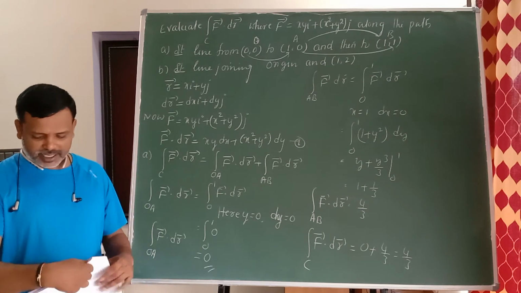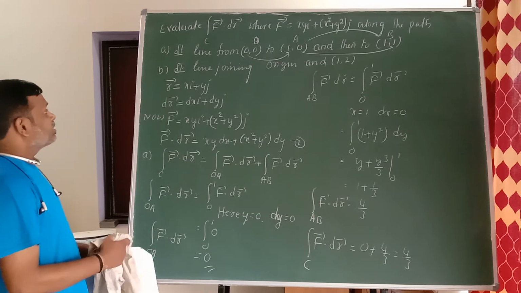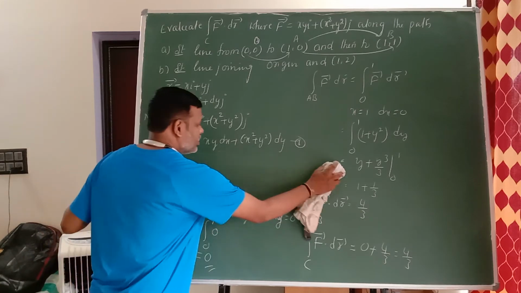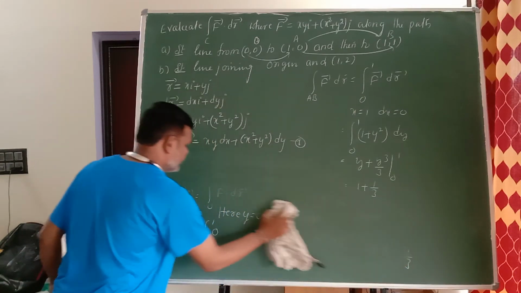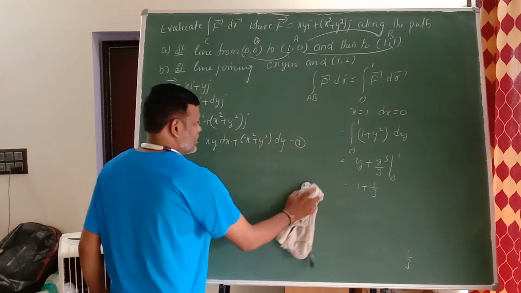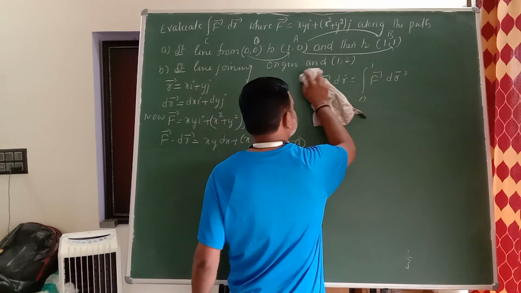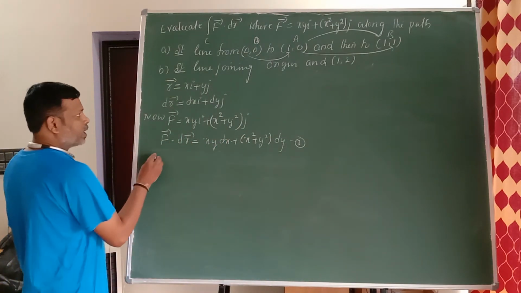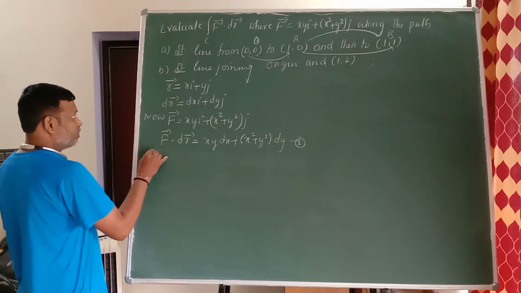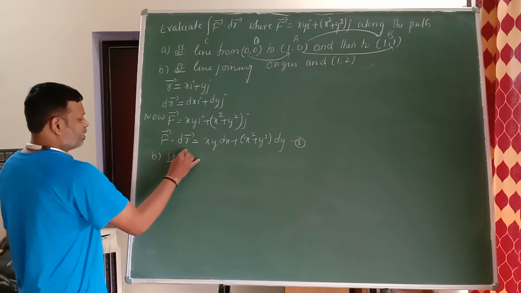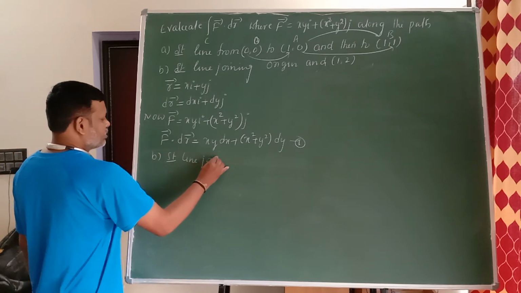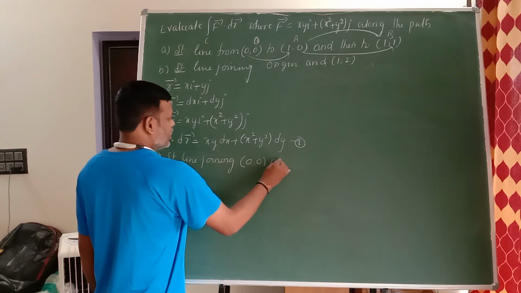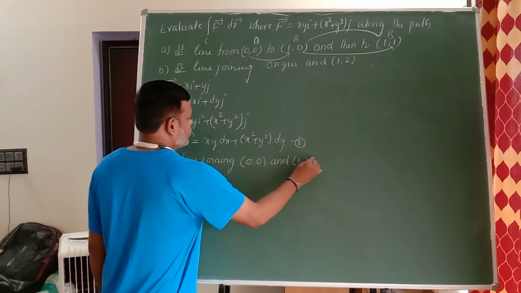What is the second one? They are asking for the straight line joining the origin and (1, 2). Okay, that is OB. Very beautiful question. As you know, we want the equation of the straight line along the two points. Now have a look on this: B, straight line joining the origin and (1, 2).